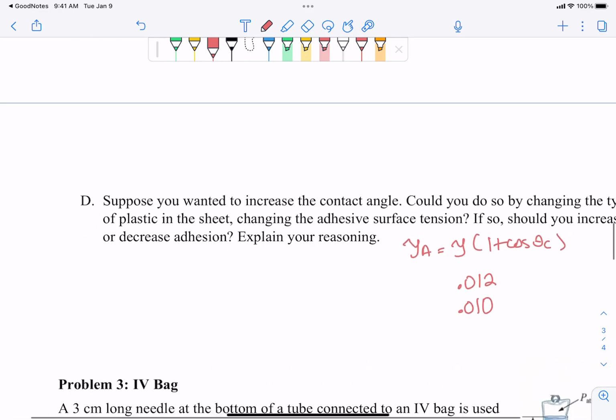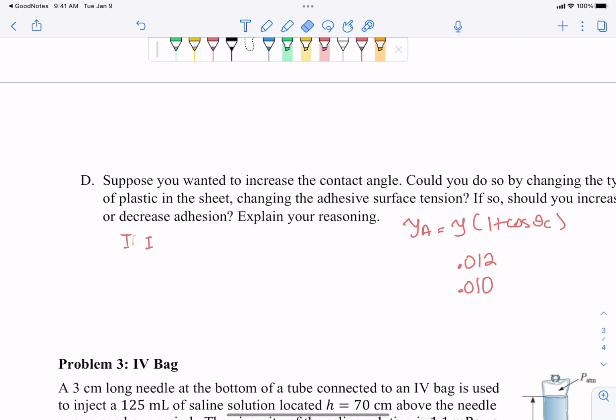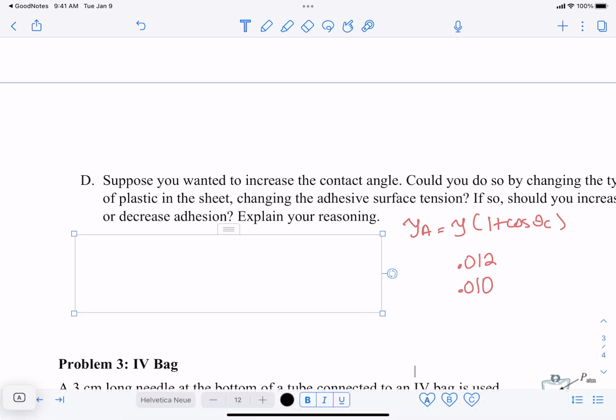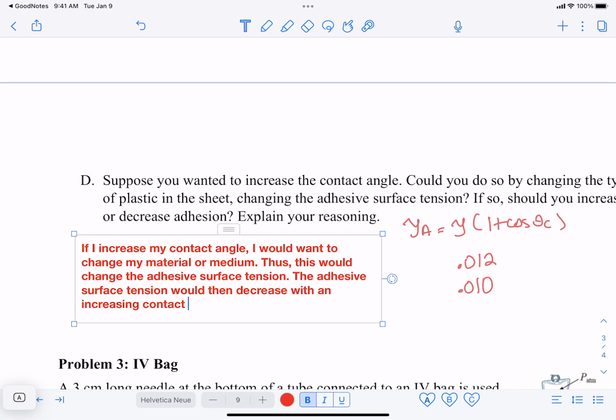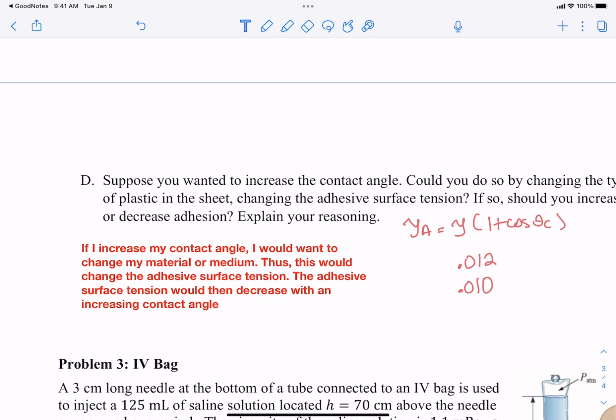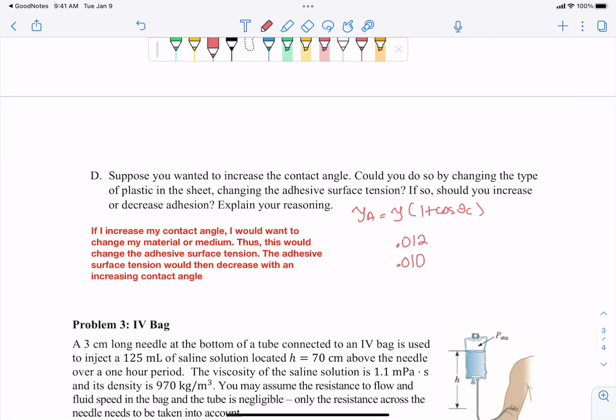Actually, let me type this out, just because I'm a lot slower writing things. If I increase my contact angle, I would want to change my material or medium. Thus, this would change the adhesive surface tension. The adhesive surface tension would then decrease with an increasing contact angle. So changing the material would allow you to increase that contact angle, and then increasing the contact angle would decrease your adhesive surface tension.